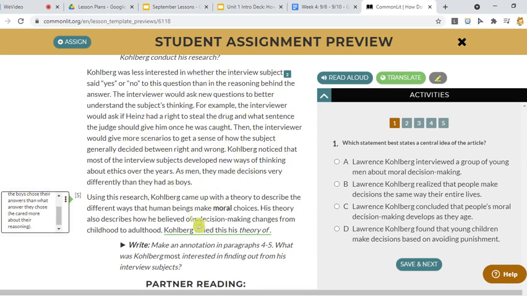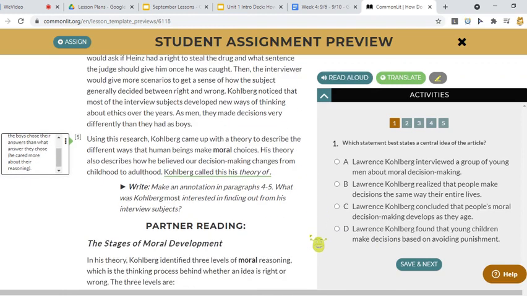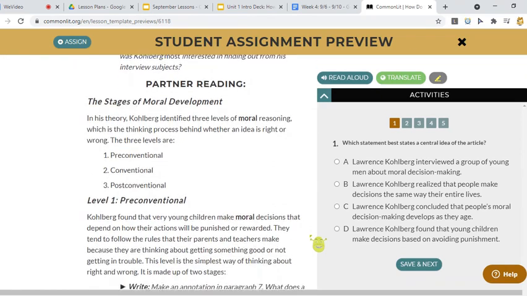That's the main idea. We have to read it to figure that out, but if we're trying to tell someone, hey, just give me the main idea, the central idea, the elevator pitch, we would use this. So, we're here on partner reading.